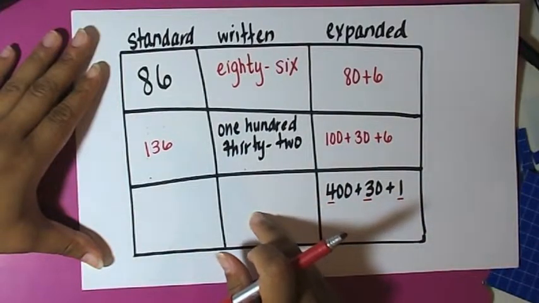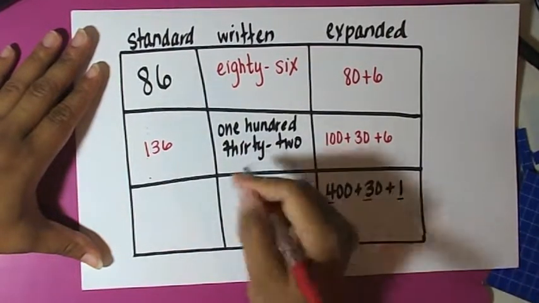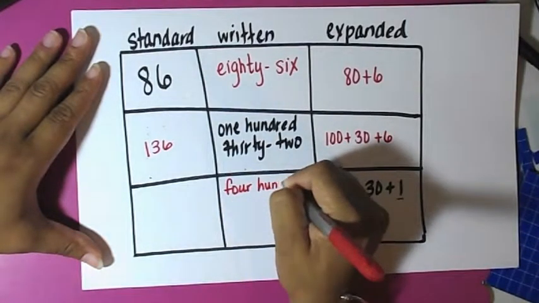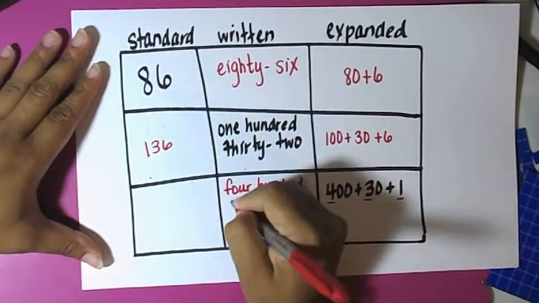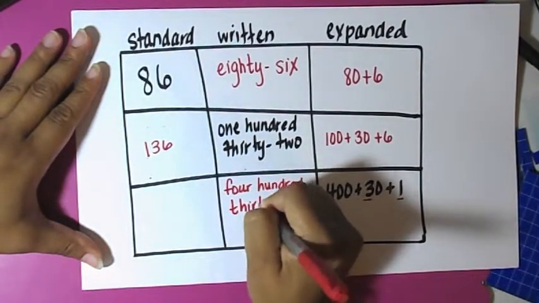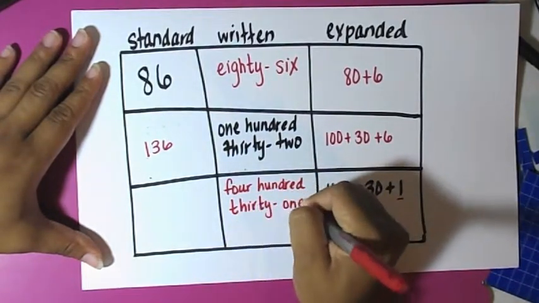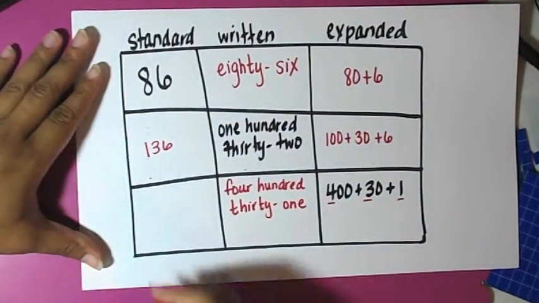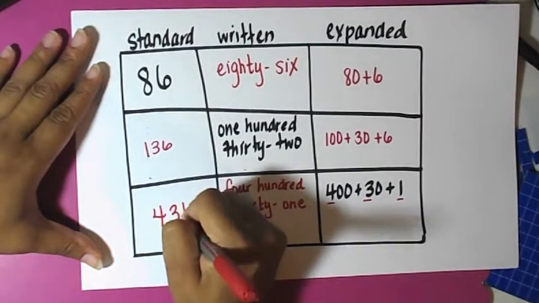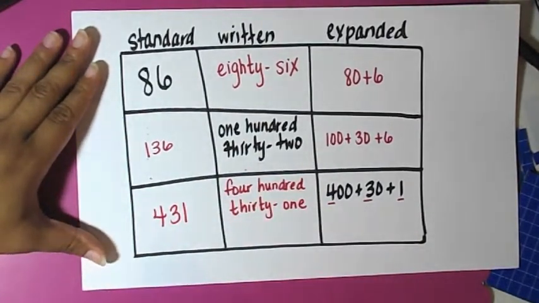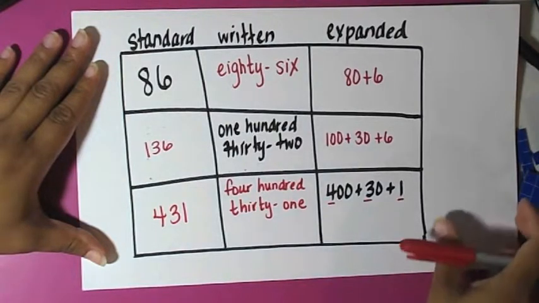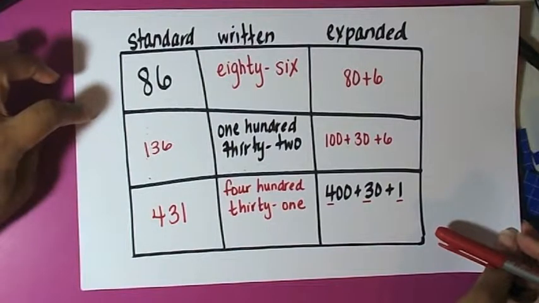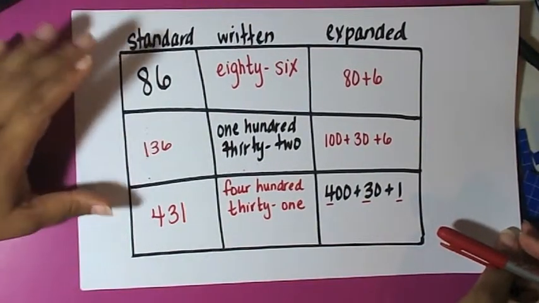So now I have to write that in words. 431. So I'm going to go 430 dash 1. And now how do I write that in standard form? I'm going to put 431. Alright, guys. Now this is the end of episode 3.